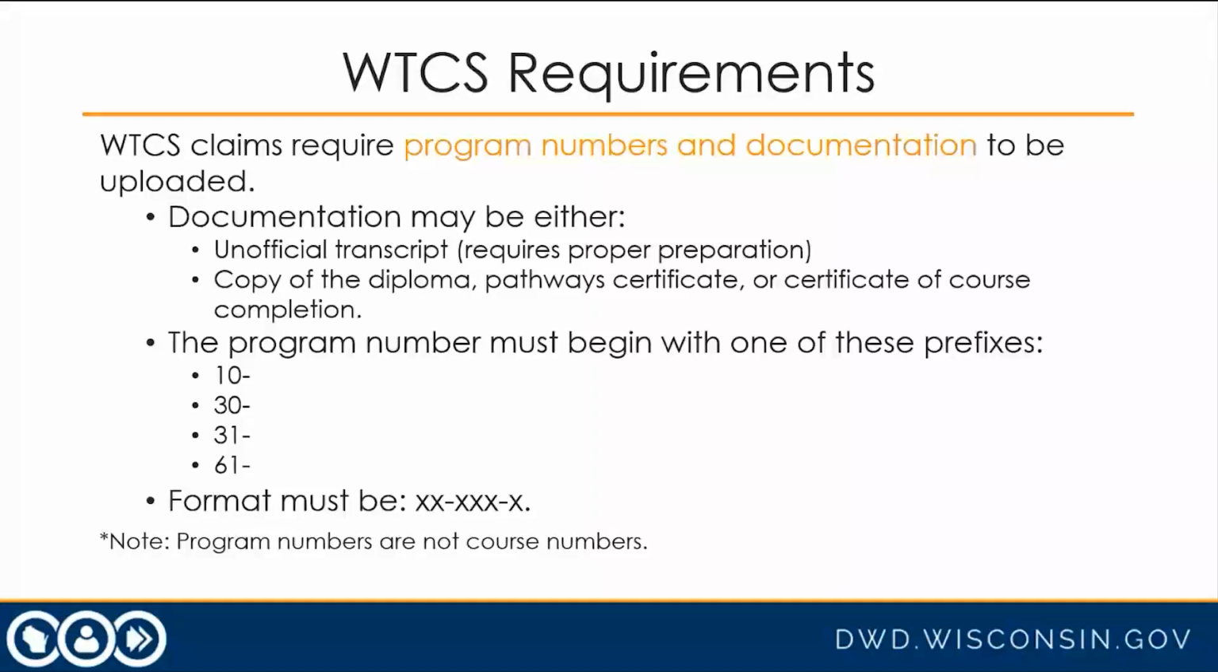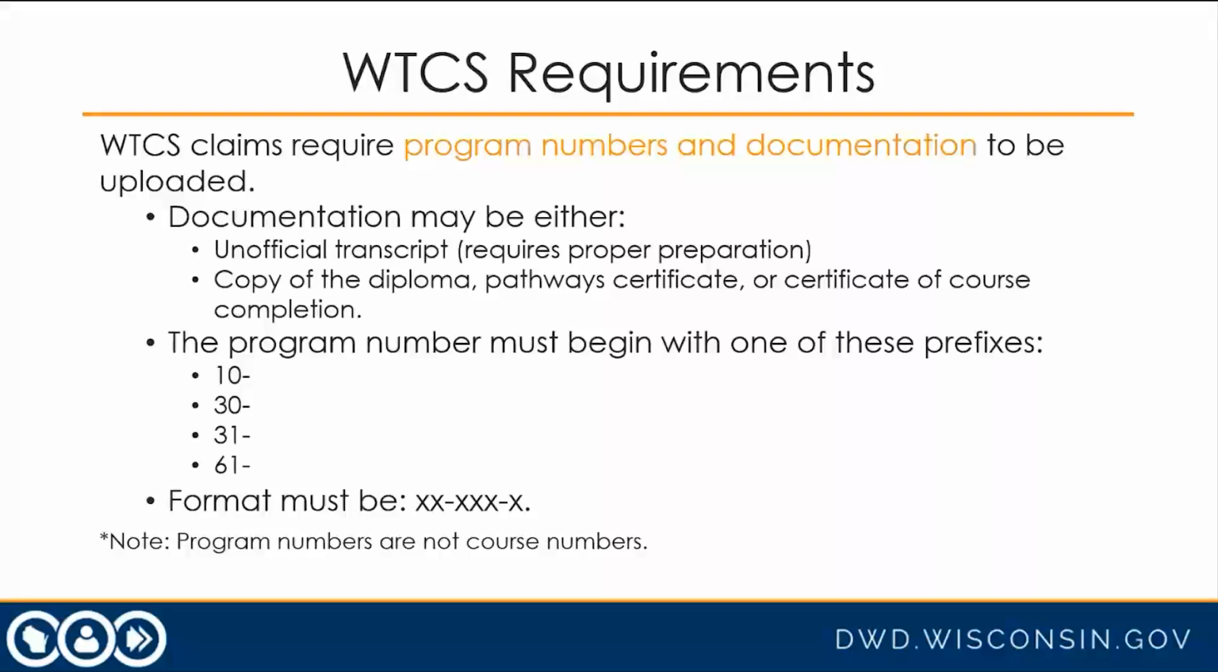WTCS claims require program numbers and documentation to be uploaded. Documentation may be any of the following. Unofficial transcript requires proper preparation, or a copy of the diploma, pathway certificate, or certificate of course completion. If you have both a transcript and a copy of a certificate, using the copy of the certificate may be easier for you because of the preparation required for the transcript.